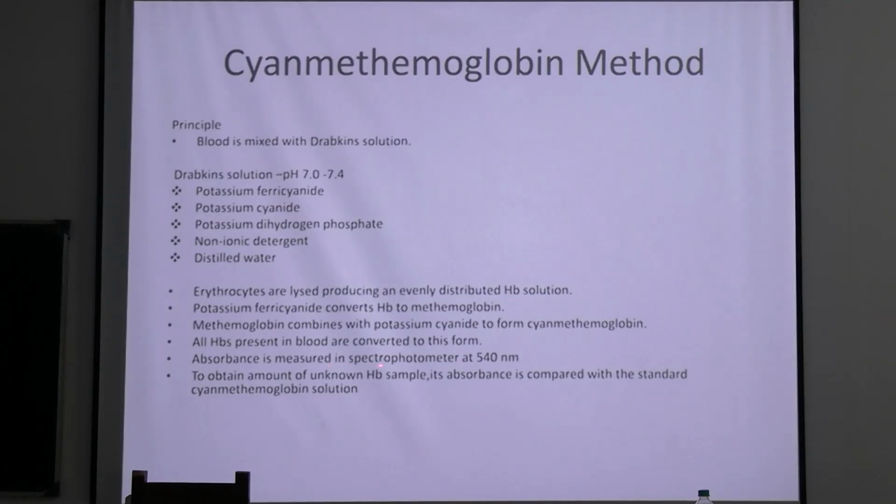Absorbance is measured in a spectrophotometer at 540 nanometer. The colorimeter that we use has a filter of 540 nanometer. To obtain the amount of hemoglobin in the unknown sample, its absorbance is compared with the standard cyanmethemoglobin solution.